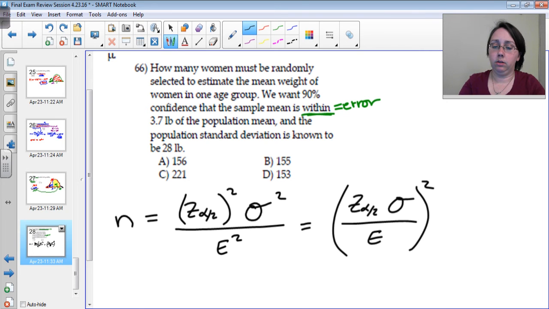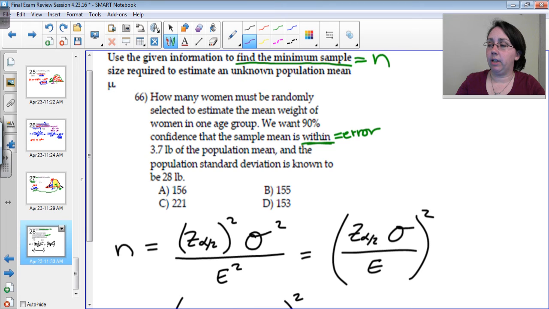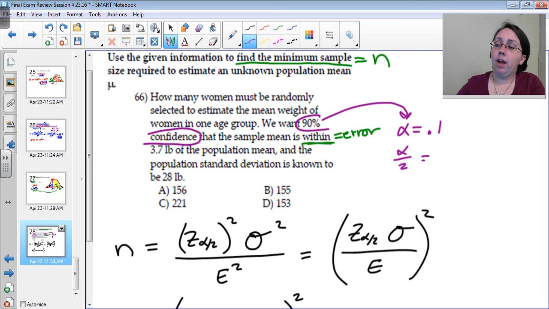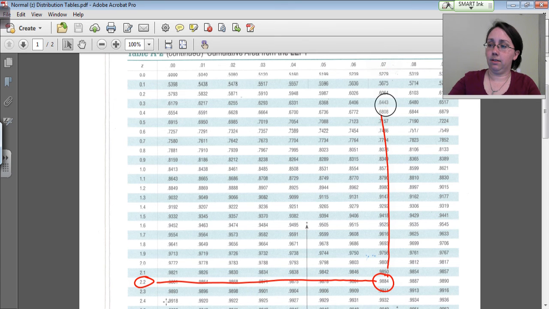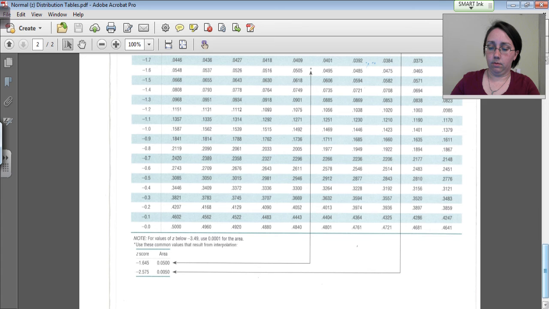Where do you want to start? All right. Well, if you want Z alpha, you need your alpha. Where does the alpha come from? Your confidence. 90% confidence means alpha is 0.1. 10% or 0.1. To find Z, we do what? Divide by 2. Now, this is one that you might have memorized because this is a very common one. If you memorized it, that's fine too. Here's the area and our z-score. 1.645 is the z-score.